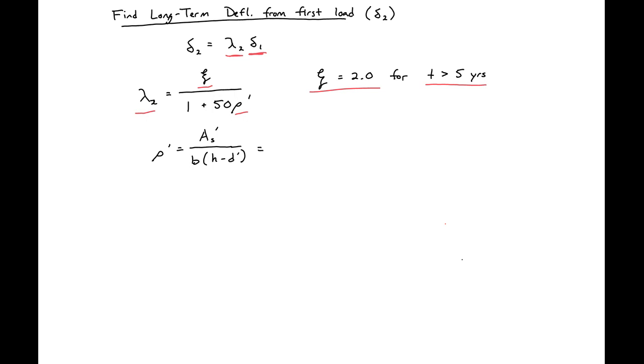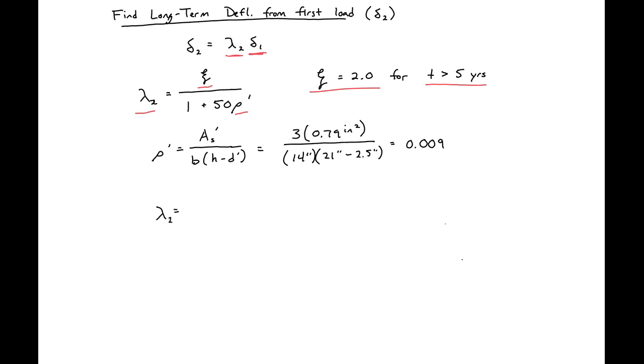So rho prime is our compression reinforcement ratio. So we'll have our 3 number 8 bars, so 3 times 0.79 square inches, divided by our B, which will be 14 inches, times H, 21 inches, minus our D prime, 2.5 inches. And this will give us a rho prime of 0.009, 0.9%. So we can then plug these in to find our lambda.